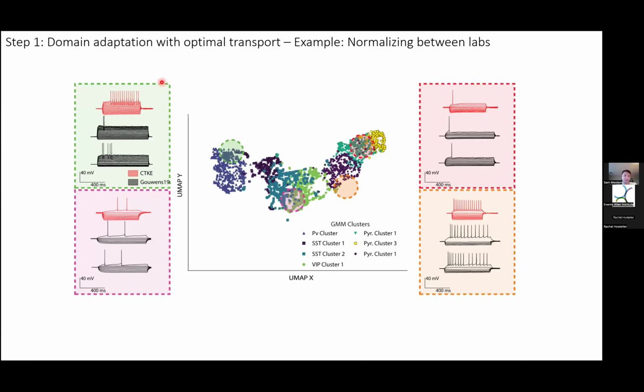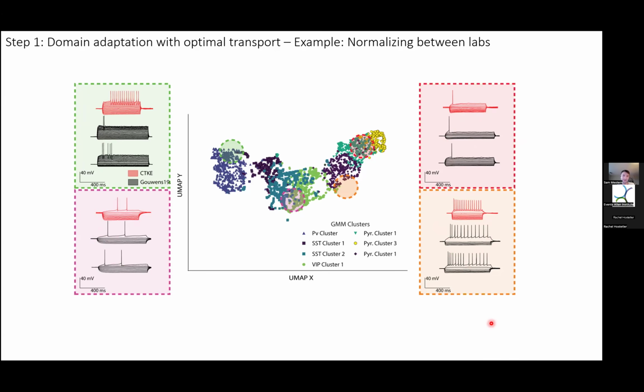A final sanity check is I looked at the ephys waveforms of cells from the CTKE dataset and the Gowans 19 dataset, with the CTKE dataset being in red and Gowans 19 being in black here. And you can see the ephys waveforms do seem to match with their nearest neighbors. Here we have, I think, a PV cell from the Gowans 19 dataset, which matches quite well. Here is a collection of VIP or SST cells, which again match quite well. A pyramidal cell and probably another pyramidal cell here on the right.